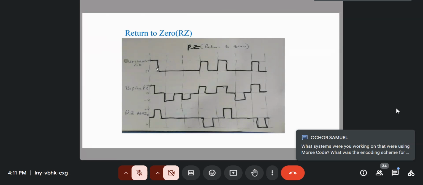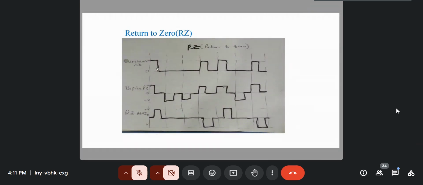What systems are you working on? Were you working on that or using Morse code? Oh, that's an interesting question. What was the encoding scheme for Morse code? Actually, I made that system. It didn't stay long after I joined.